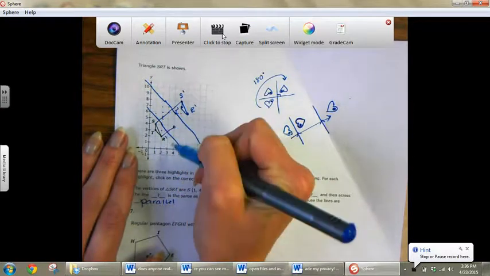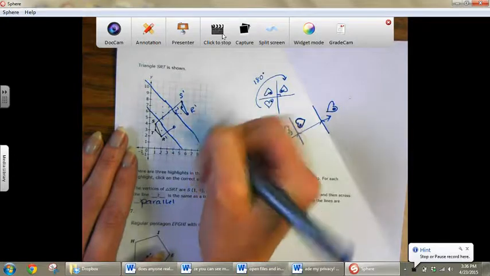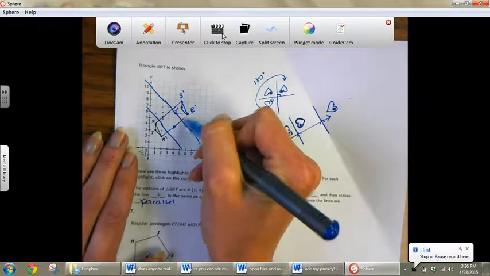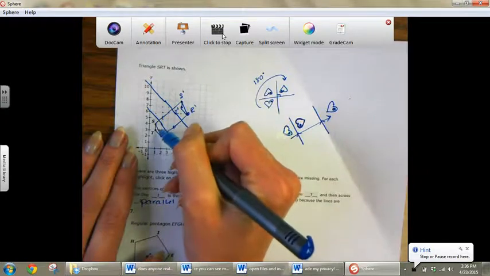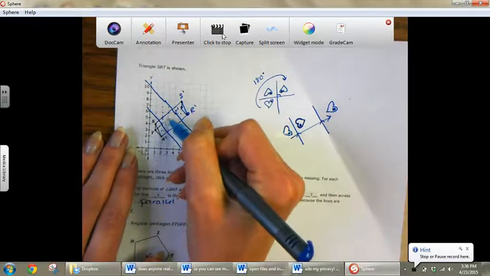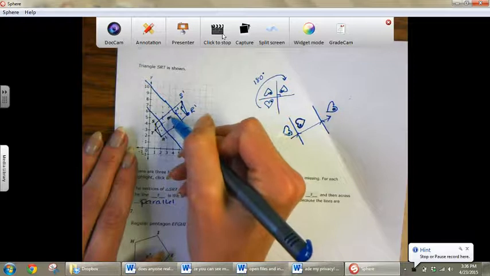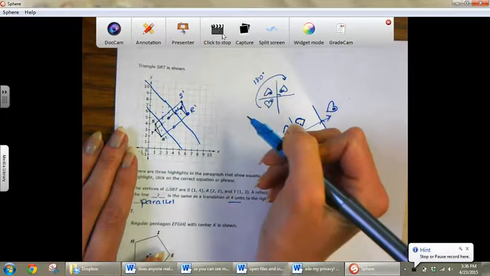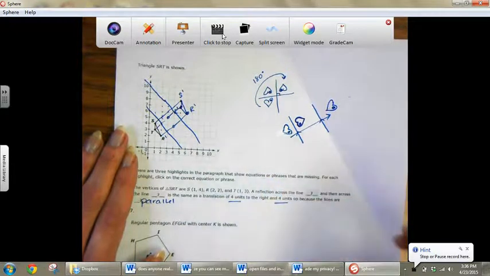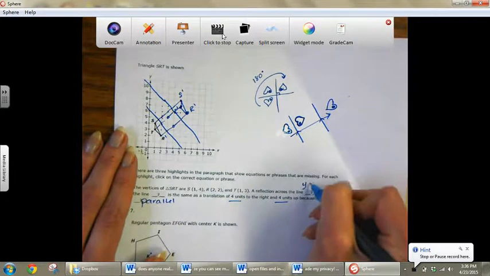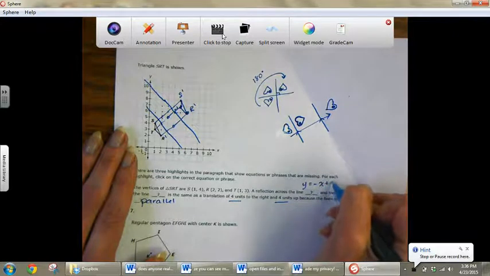And then to do my next reflection, I would reflect it across this line, and it would end up here. And the same thing would work for T. T would go across this line to here, and then it would go across this line to here. So I have those two lines. They both have a slope of -1. So my lines are going to be y equals -x plus 6 and y equals negative x plus 10.